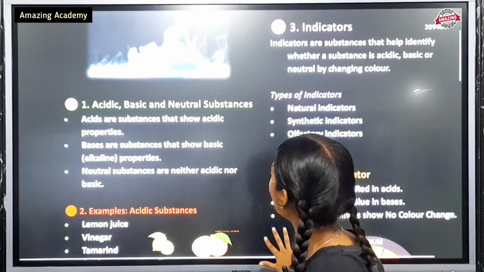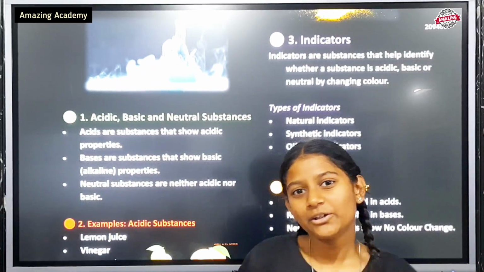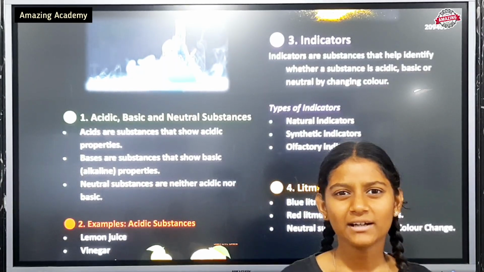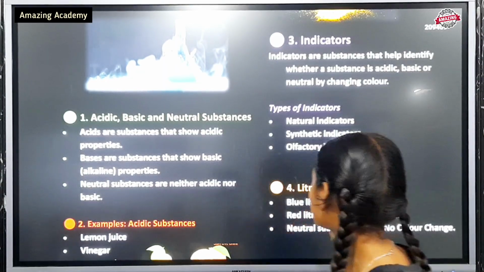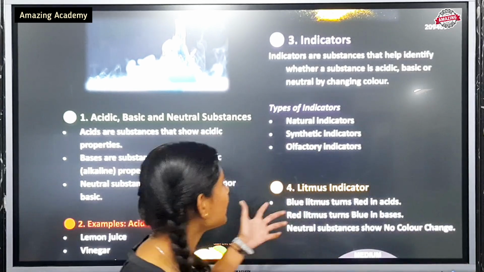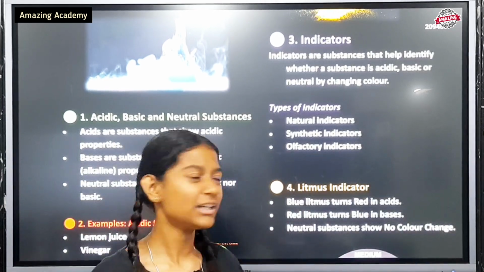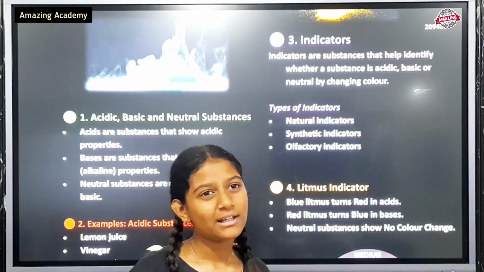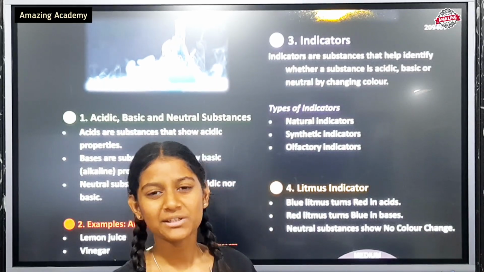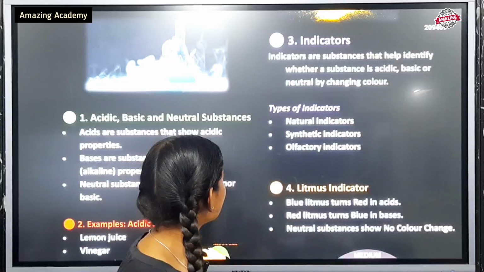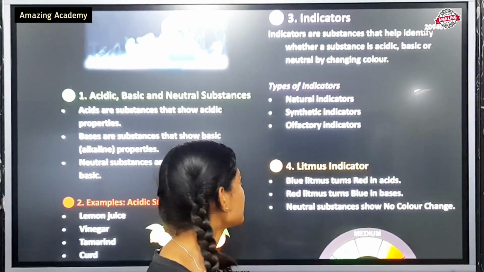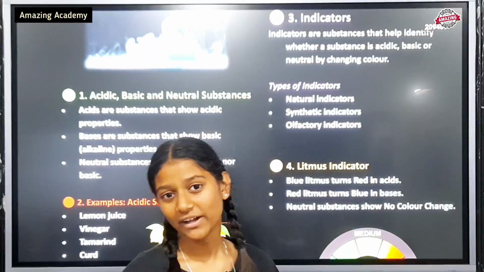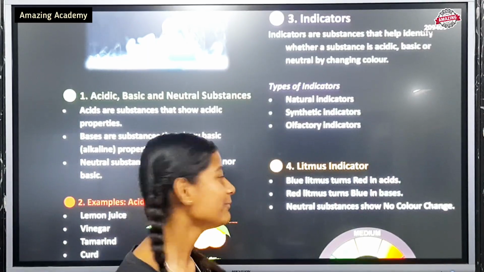Next we come to the indicators. We usually don't know which substance is an acid, base or neutral, so we use a kind of substance known as an indicator. Indicators are substances which help us identify whether a substance is acidic, basic or neutral, by changing color. There are many types of indicators: natural indicators, synthetic indicators and olfactory indicators. We'll look at them one by one.